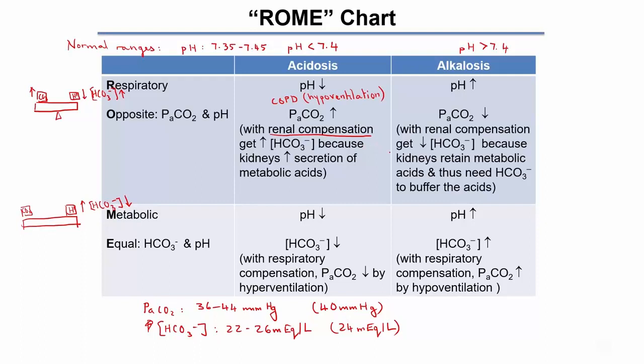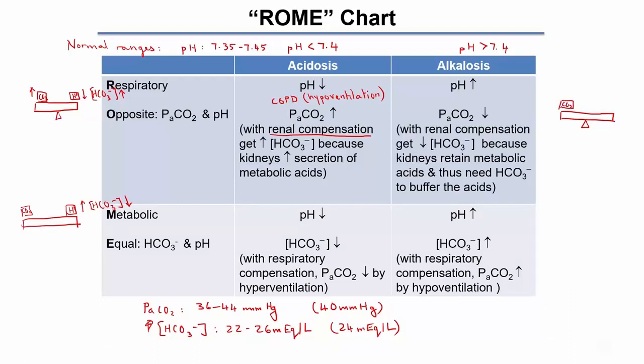Either way works. Similarly, if you go into the other side, if you have too little CO2, right? Here we have CO2 over here. So in the case of having too little CO2, that's also a problem, right? That's respiratory alkalosis. So we have too little CO2. What can cause too little CO2?